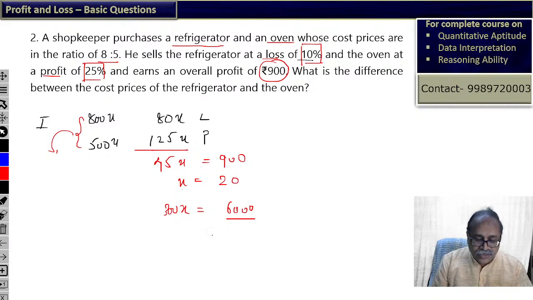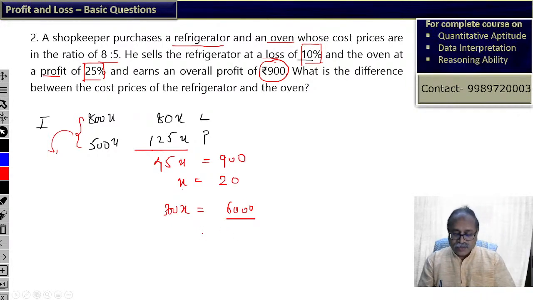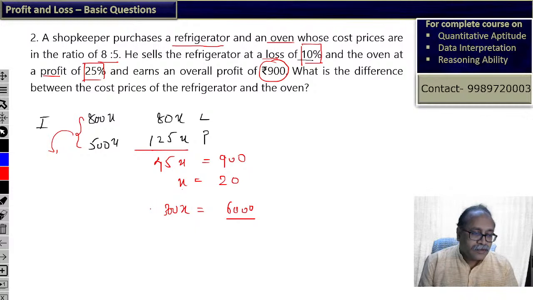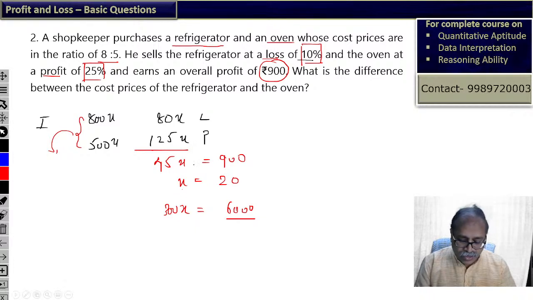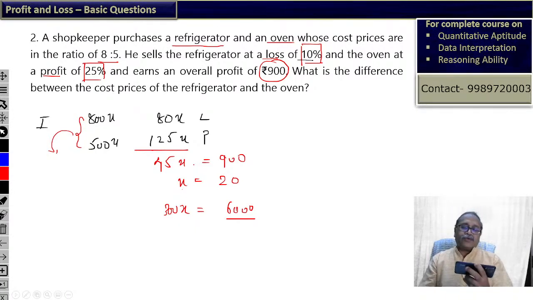Am I right, my friends? Is it 45x? Am I right? Are you comfortable? 6,000. That's good. That's good, Aman and Madhav. हाँ ओके.